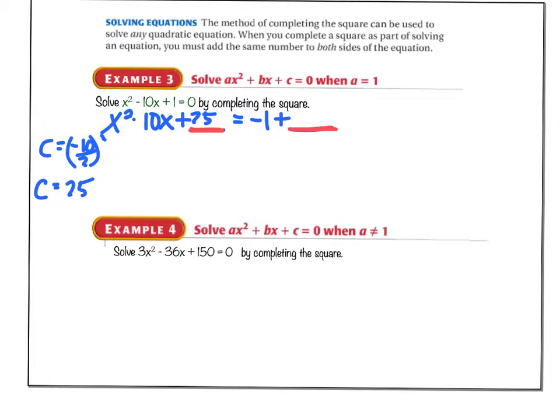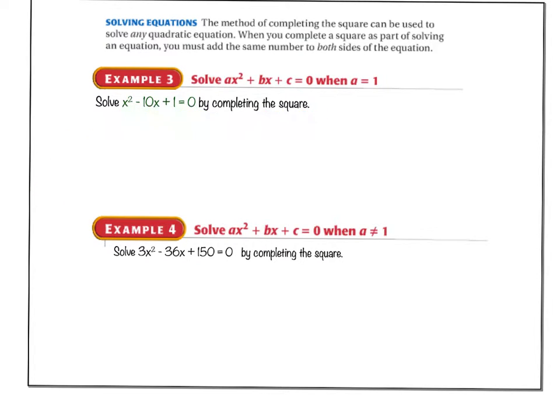So that 25 is the number that's required to make this factor into a binomial that's squared. So if I add 25 to the left side, I have to also add it to the right side. Sorry, my left and my right. The key with that is that's just the golden rule of algebra. Whatever we do to one side, we do to the other.